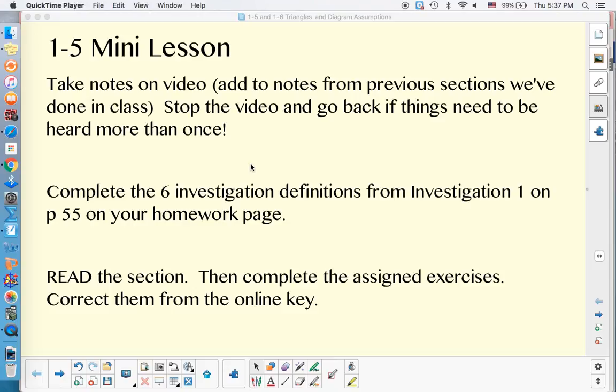That means stopping to get something written clearly, to add a diagram, to add a note about something I said that you want to add to what you understood or something that made sense to you, and you want to write it in such a way that you'll be able to go back and use these as good study notes. Complete the 6 investigation definitions. I'll remind you of this at the end. You'll read the section, complete the assigned exercises, and correct them from the online key.